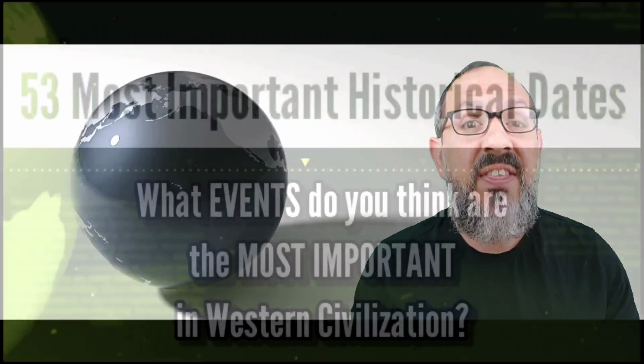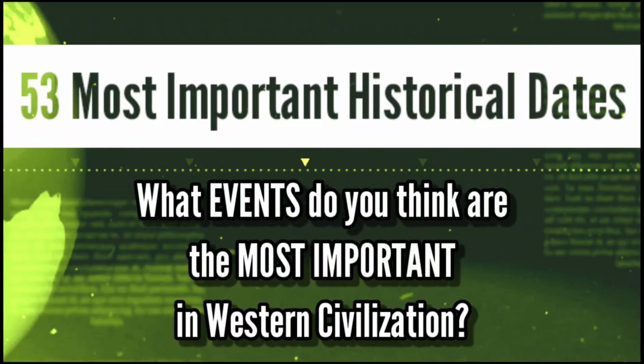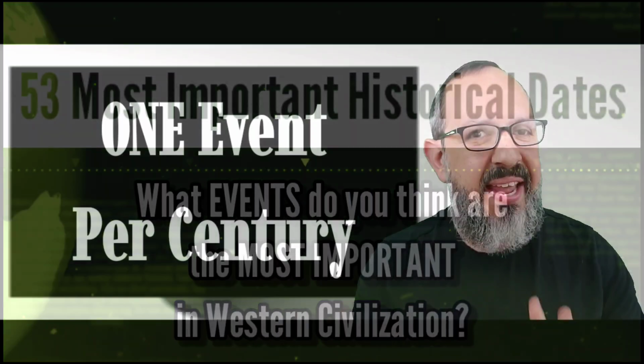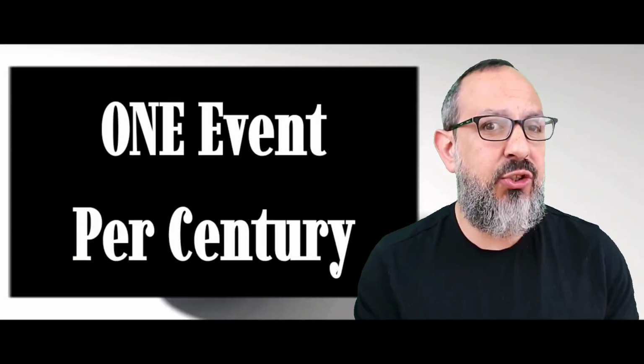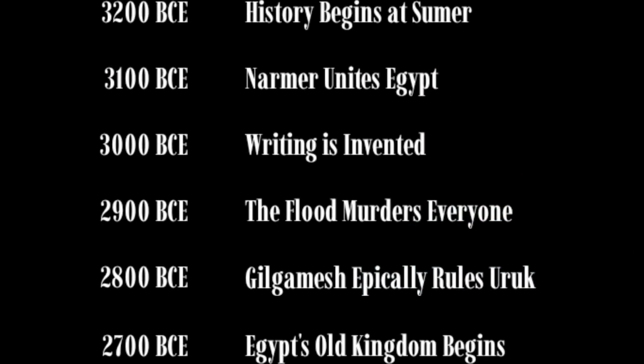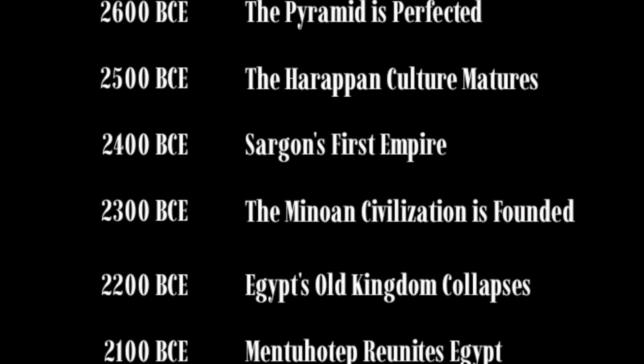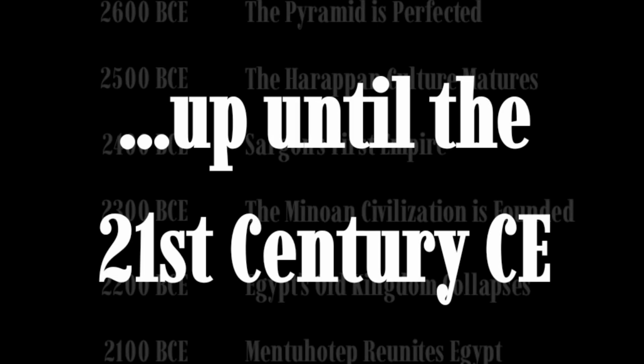Welcome back to The Past Precedent, where I'm in the middle of my first project, the 53 most important historical events in Western civilization, where I'm picking the most important event of each century, starting in the 32nd century BCE and working my way through each century up until our present 21st century CE.